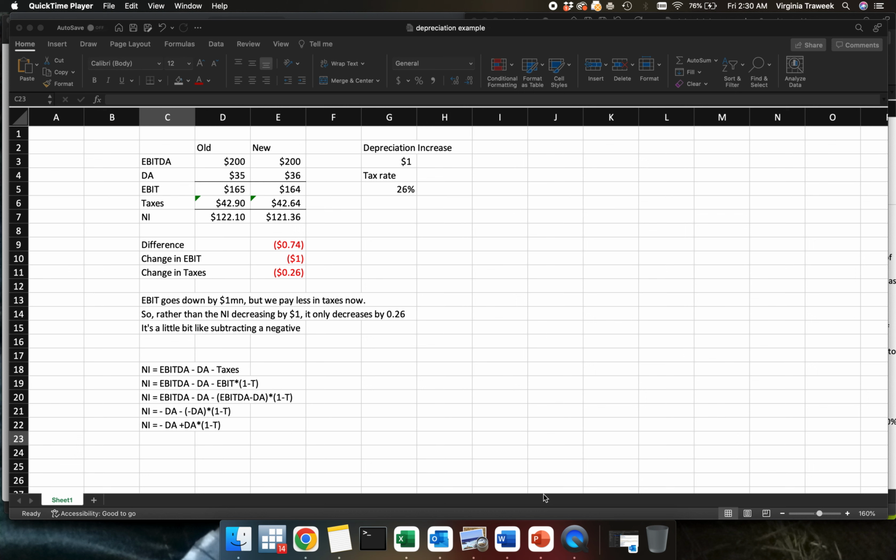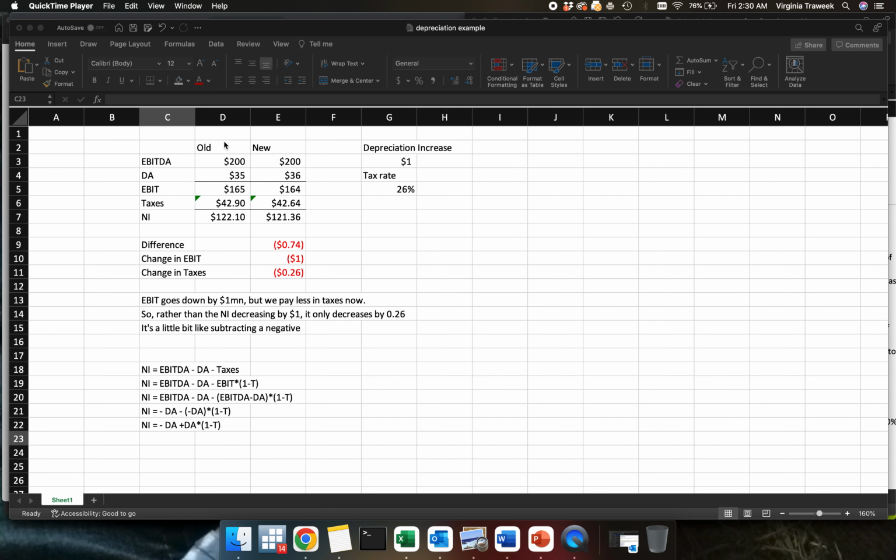So in class the other day, we talked about how net income would change if we found an extra $1 million that we forgot to depreciate. So I've made up EBITDA and I've made up the original depreciation. It really doesn't matter. You can use whatever numbers you want. But depreciation increases by 1 million.